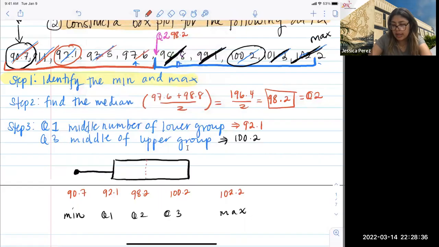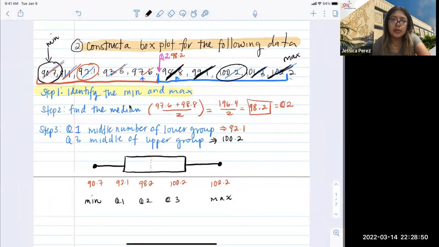And then you're going to end your line here all the way to your max. And that is your whisker plot, or a box plot, same thing. So again, your minimum, your Q1, your Q2, your Q3, and your max.